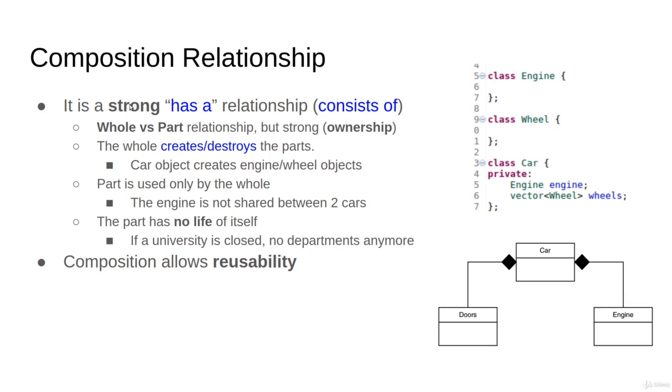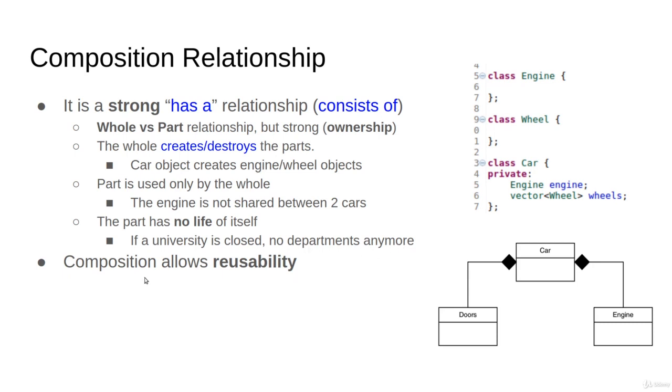Let's see what this kind of strong ownership might imply in terms of coding. First of all, the whole typically creates or destroys the parts. For example, the car would be the one that creates an engine and creates a wheel and uses them. Also, a part is used only by the whole, so the engine will not be shared between two cars. In addition, the part has no life of its own. It is attached to the life of the whole object. Semantically, if a university is closed, there are no departments anymore.